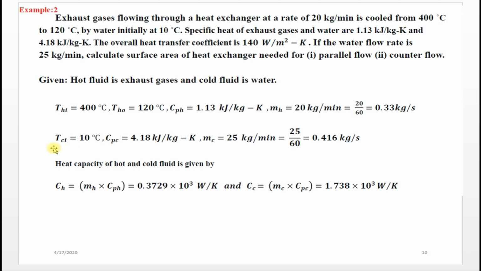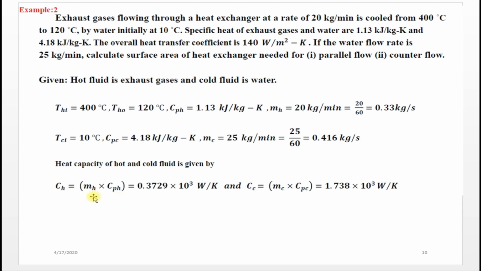Similarly, for the cold side, the inlet temperature is 10 degrees Celsius, the specific heat of the cold fluid is 4.18 kilojoule per kg Kelvin, and the mass flow rate is 25 kg per minute. Again, it is given in kg per minute. We have to convert this value into kg per second by dividing by 60. 25 by 60 is 0.416 kg per second. Then the heat capacity of the hot fluid is given by CH equal to mH into CPH.